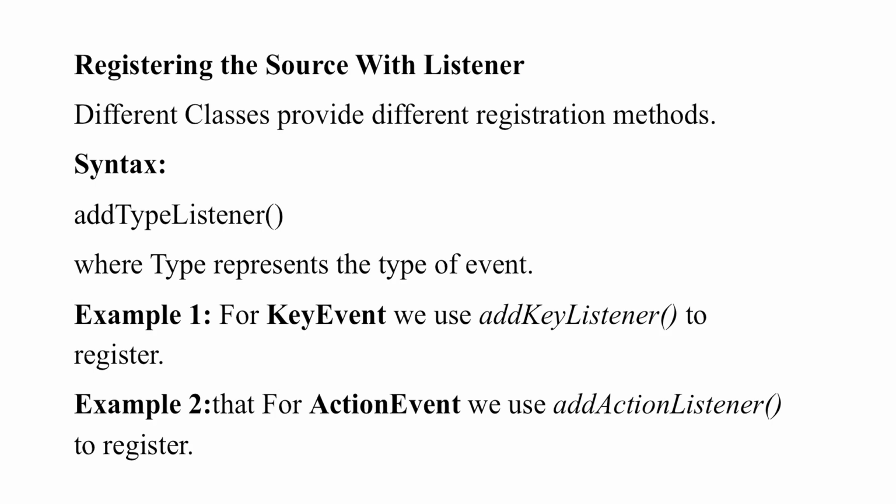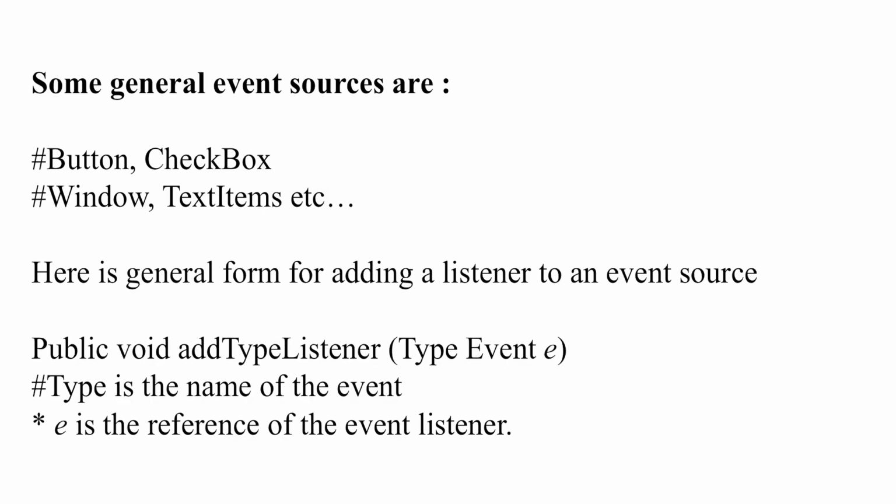We have different classes which provide registration methods. One is called add type listener, where type represents the type of event. For example, for key events, we use add key listener to register. For action events, we use add action listener to register. Some general event sources are button, checkboxes, window, and so on.